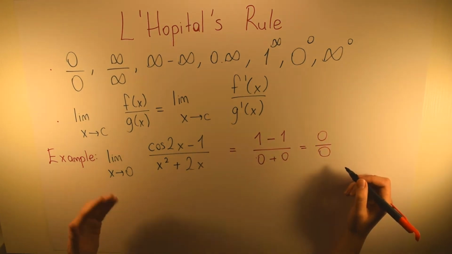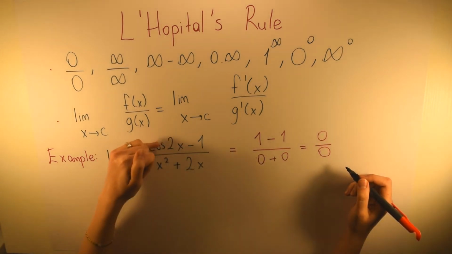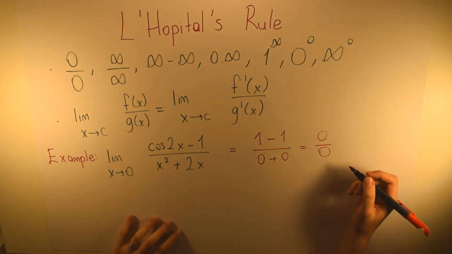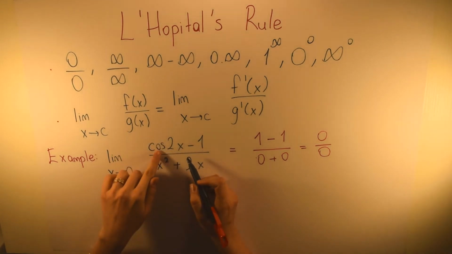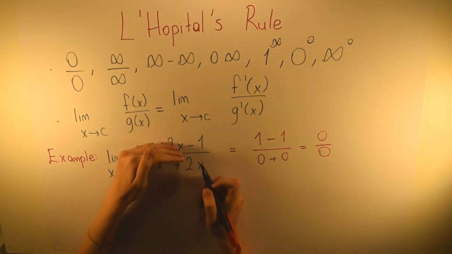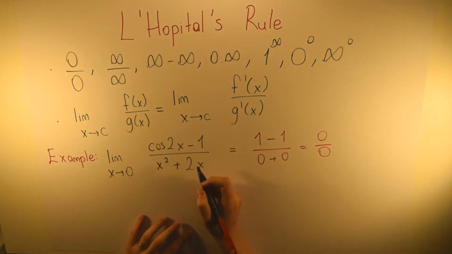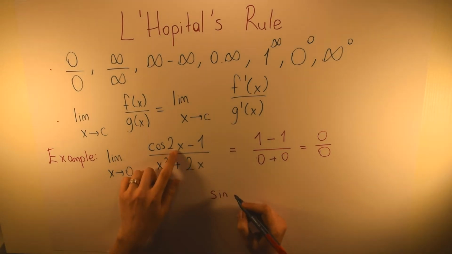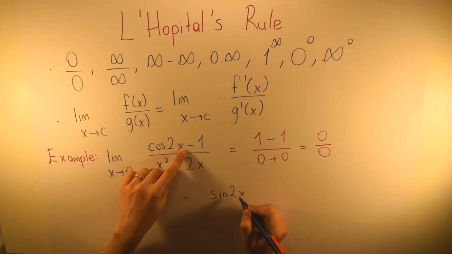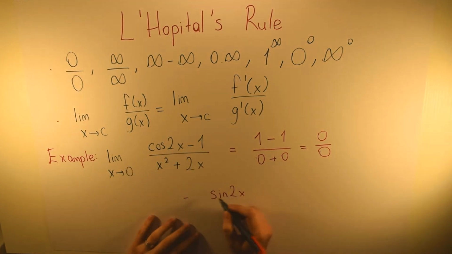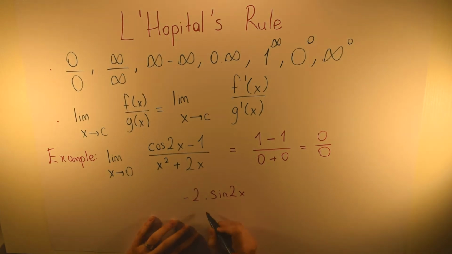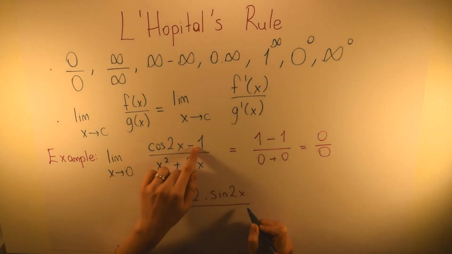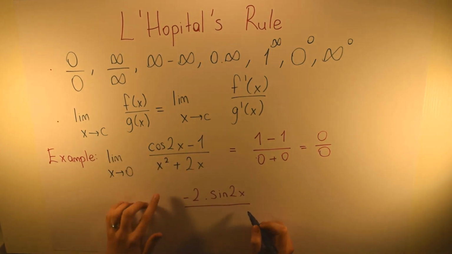Now what can we do? We can take the derivative of the numerator and denominator. When you take the derivative of the numerator, cosine 2x, what was the derivative of cosine? It is minus sine, of course. So it's minus sine 2x, and also we take the derivative of 2x, which is equal to 2. Minus 1, its derivative is equal to 0, so I don't need to write that.